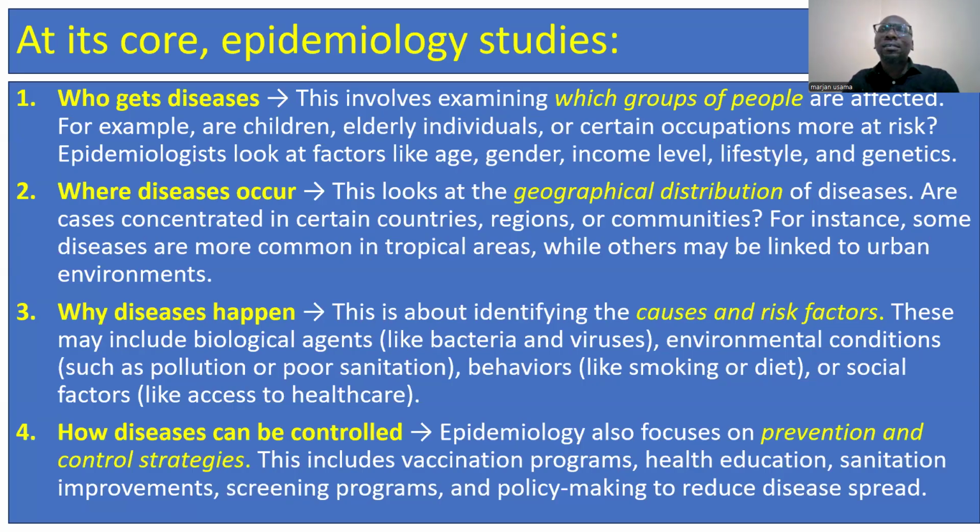Who gets the disease? For example, are they children? Are they elderly individuals? Or is a certain occupation more at risk? So epidemiologists look at factors like age, mathalan, gender, income level, lifestyle, and genetics. So that is the first core area of what epidemiology is. It tries to answer this question: who gets the disease? Then number two, al-makan, where diseases occur.